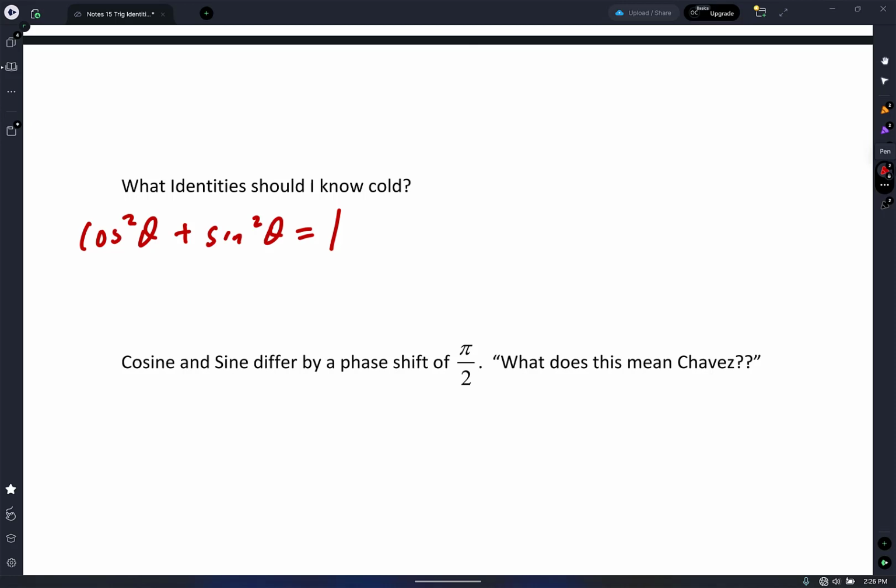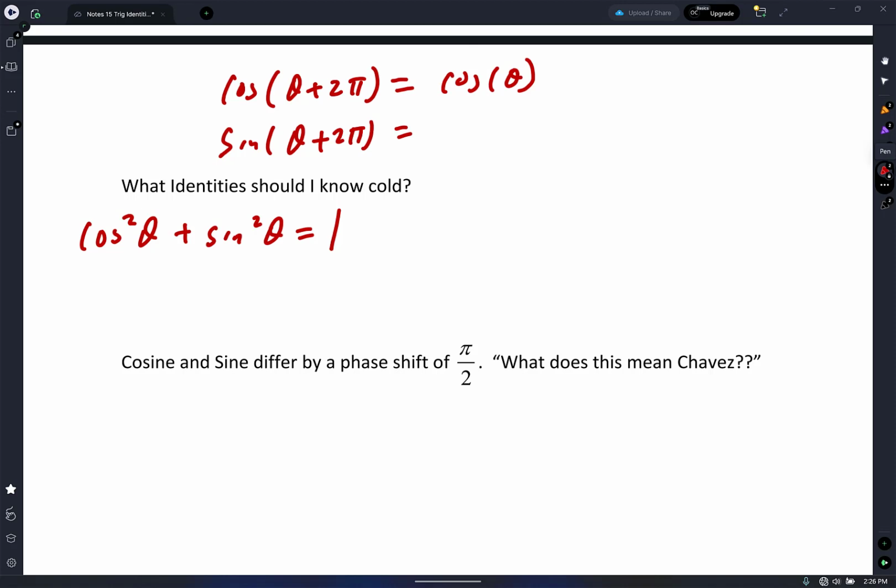Next, what else should you know cold? Well, I know that cosine and sine repeat every 2 pi. So if I have cosine of theta plus 2 pi, that's the same thing as just saying cosine theta, because it repeats every 2 pi. Same thing for sine. Sine of theta plus 2 pi is the same thing as just sine theta.